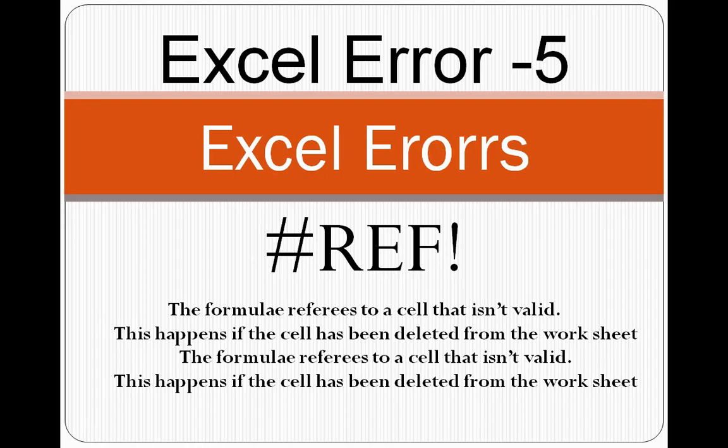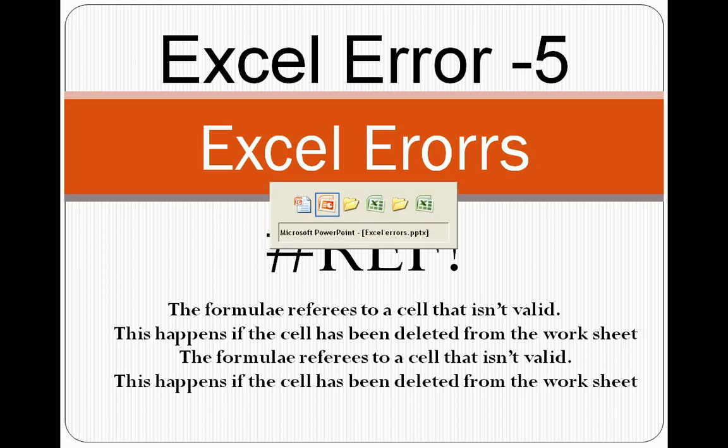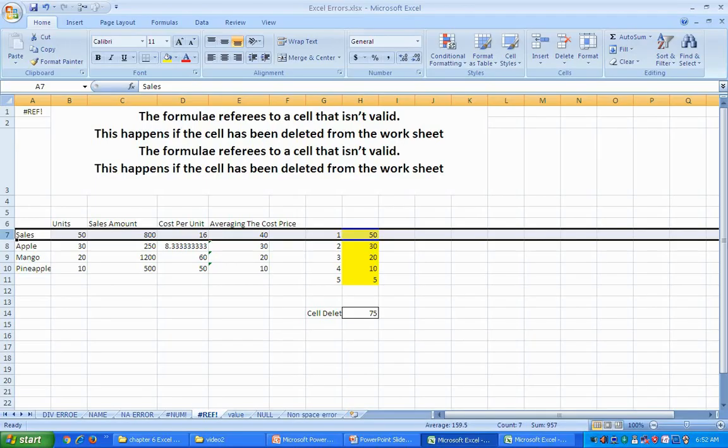Let's move on to Excel error 5. Excel error 5 is REF error. Here the formula refers to a cell that isn't valid. This happens if the cell has been deleted from the worksheet. Let's see how it is applicable in a spreadsheet.